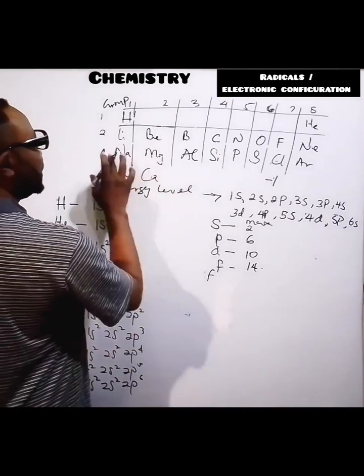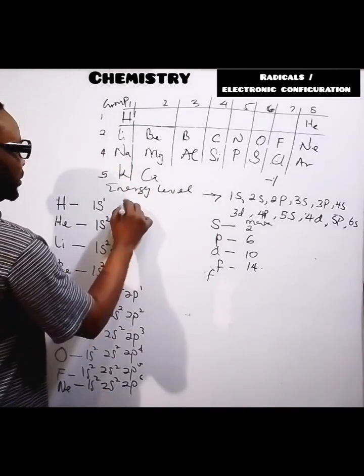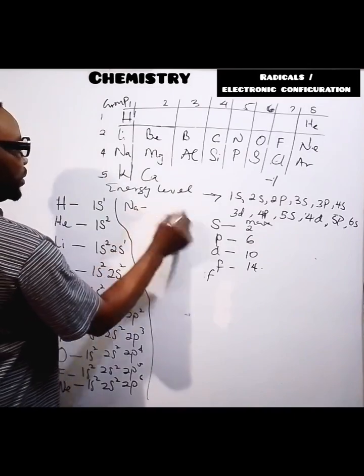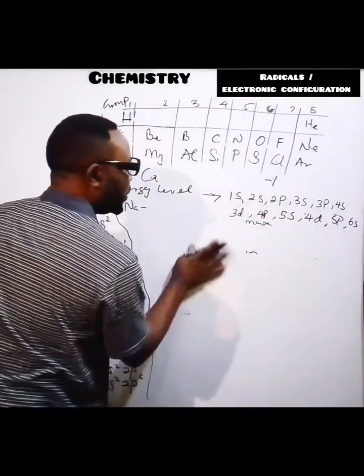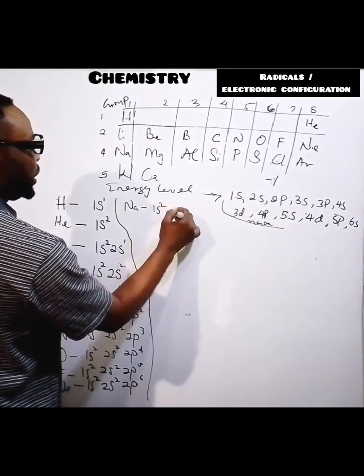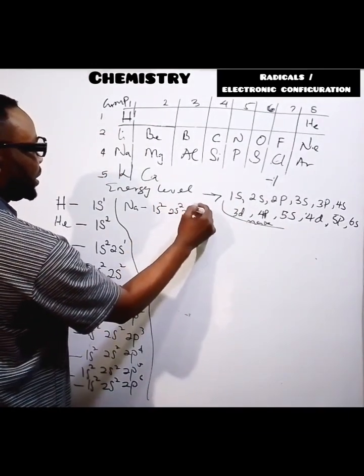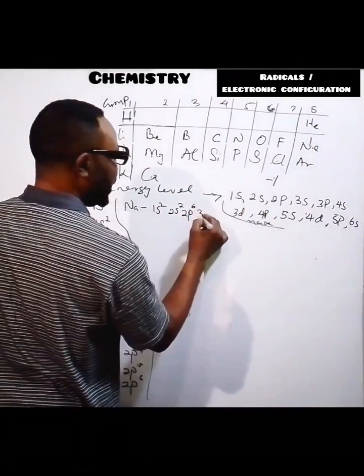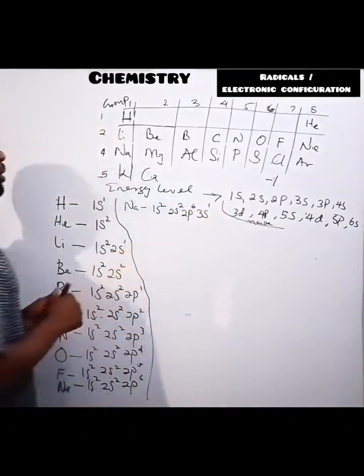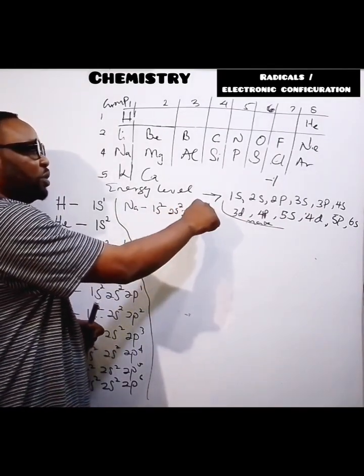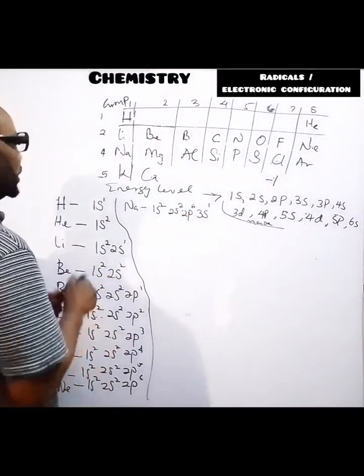Then after neon is sodium. Sodium is 1s2, 2s2, 2p6. You can see you have 2p6 here. Then followed by what? 3s1. You can see sodium is 11. It's 2 plus 2, 4 plus 6, 10 plus 1, 11.